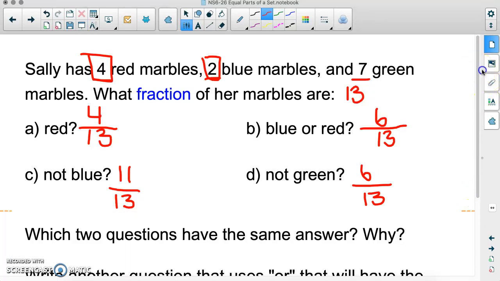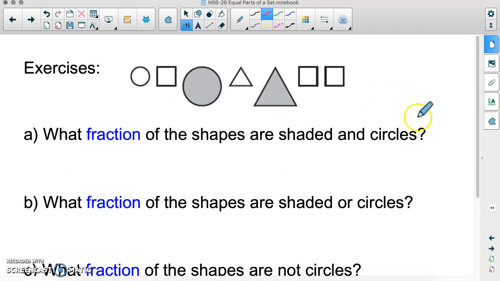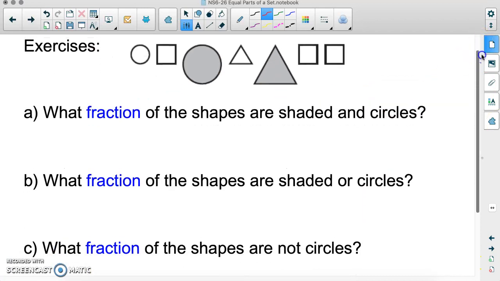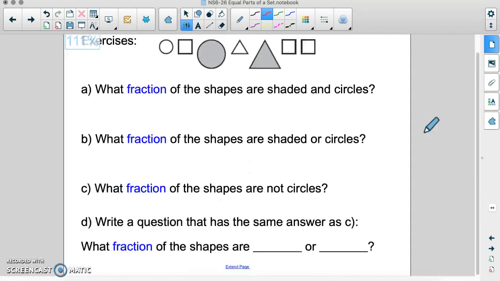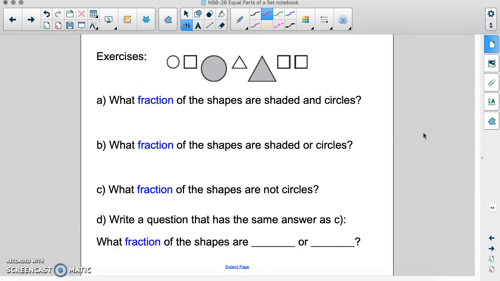So which 2 questions have the same answer and why? Well, B and D have the same answer because it's both the total of blue and red marbles added together out of the whole number. So here's another exercise for your whiteboard. Complete this exercise on your whiteboard and then resume your screencast. I'm going to zoom out on the screen so you can see all of it at once. When you're done, resume for the answers.